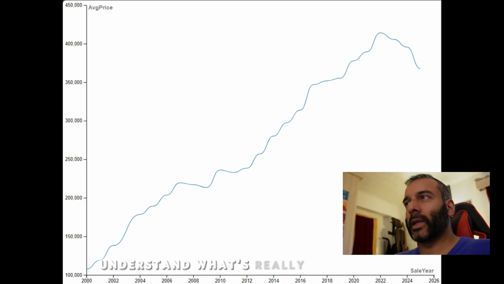If you want to understand what's really happened to UK house prices over the last 2 decades, then this chart tells the whole story. This is the average house price in the UK year by year from around the year 2000 up till today. And what's immediately obvious is how strong the overall trend has been. Prices haven't just increased, they've climbed consistently over time.